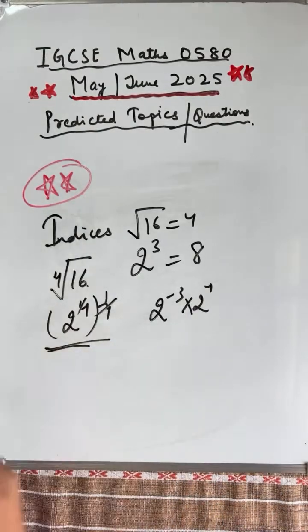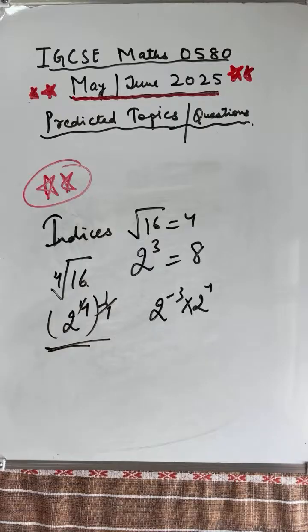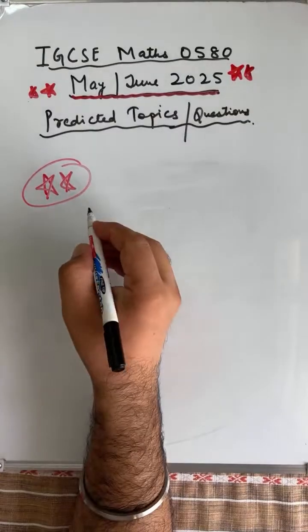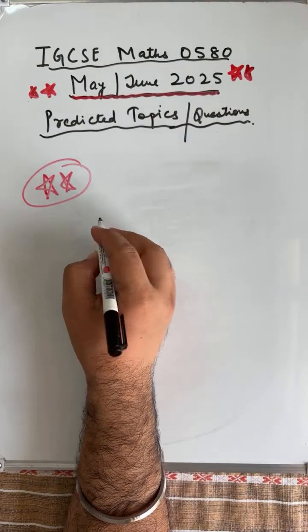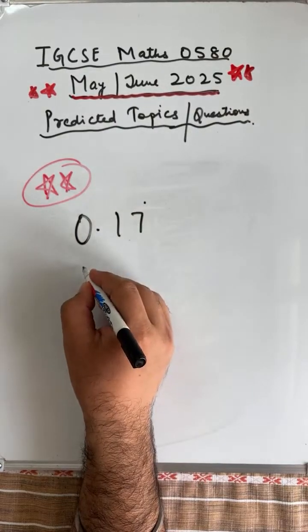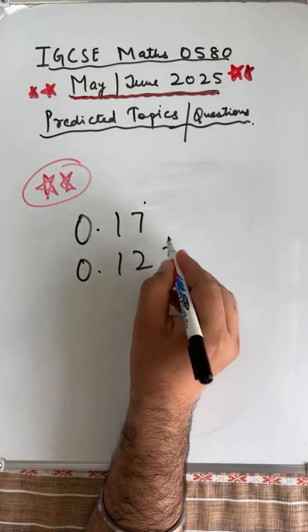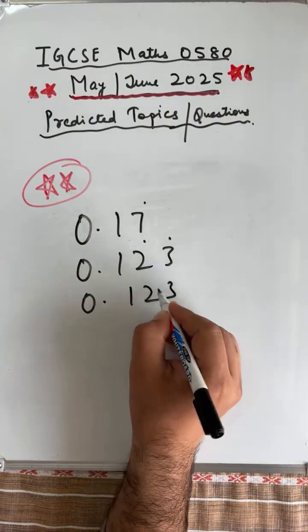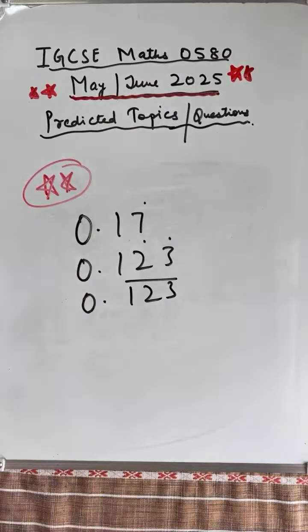We can have any expression, and we will be doing some important questions also. Now we have recurring fractions. Like 0.17 is there, 0.123 is there, 0.123 whole bar is there.